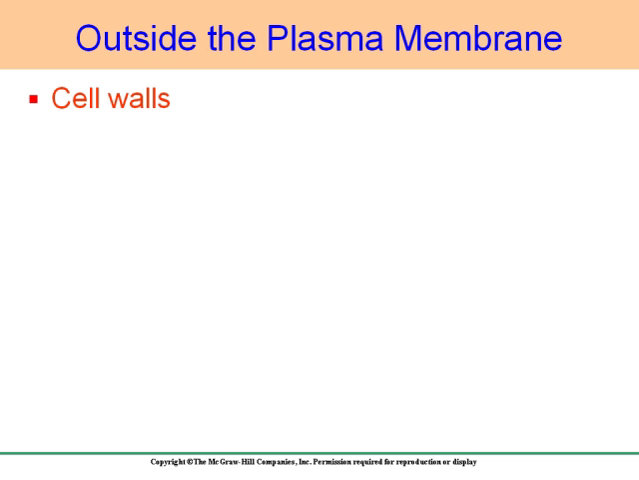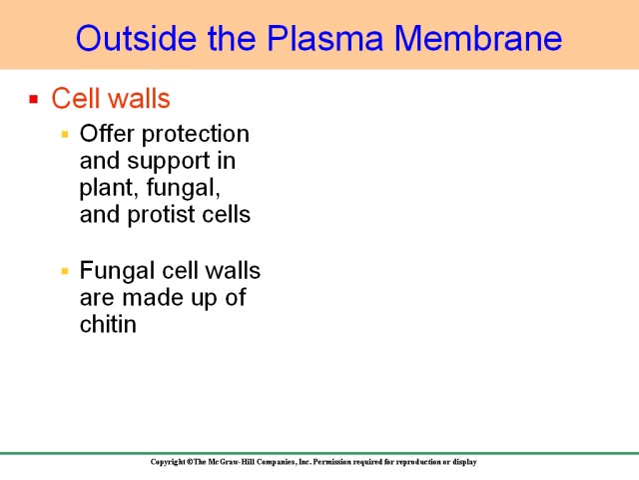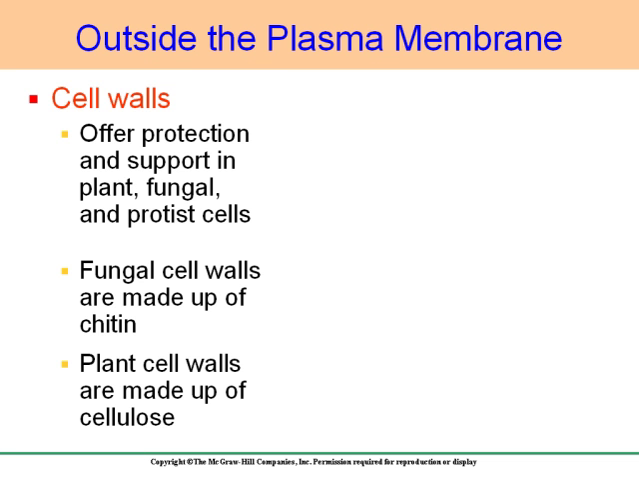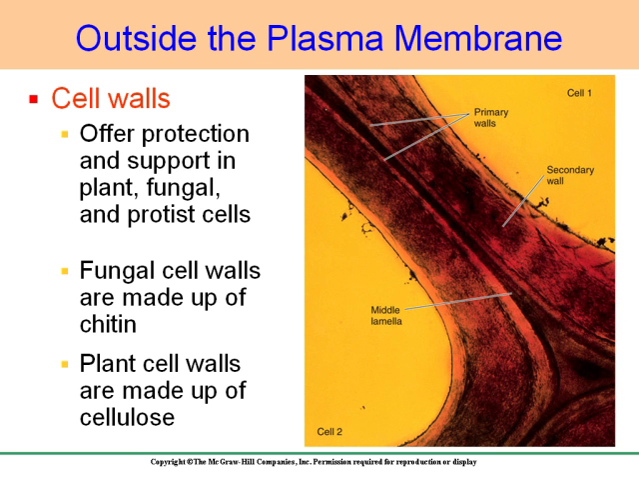So what's going on outside the plasma membrane? Well, as I mentioned, you can have something called cell walls. Cell walls will offer protection and support in plant cells, fungal cells, and protist cells, but cell walls are not found in animal cells. Fungal cell walls are made up of a structure called chitin, whereas plant cell walls are made up of a structure called cellulose.